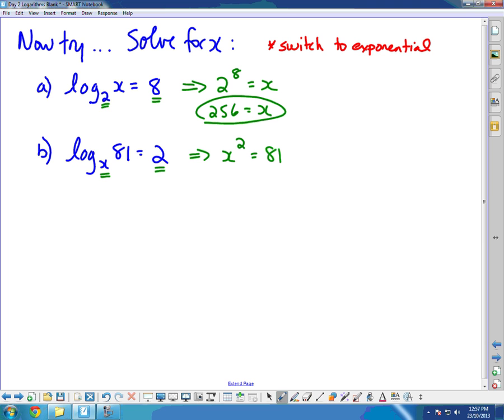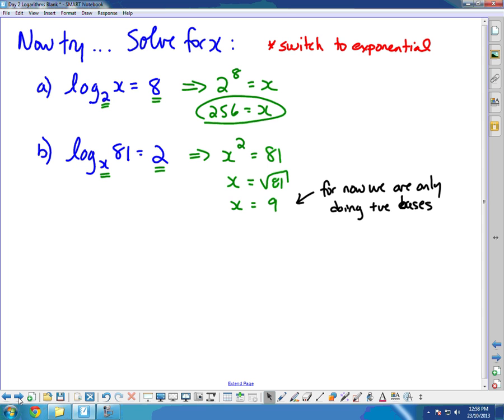Solving this equation, we've seen this before, the square root of 81, and x equals 9. Remember, technically we know it's plus or minus 9, but for now we are only doing positive bases. So we can ignore the negative 9 as an answer because that would be a negative base. And for now, we're only going to look at logarithms with positive bases.